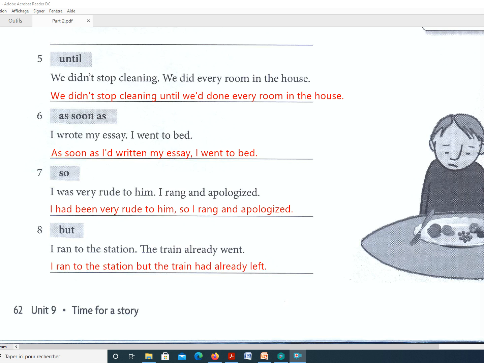That's it for the exercise. Of course, you can do more exercises from the workbook as a form of revision, and I advise you to go and check the irregular verbs, okay, the irregular verbs, because we are using them a lot, as you can see.